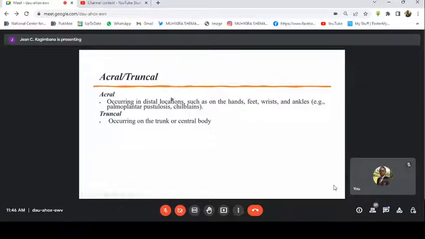Another terminology, you may say acral lesion, acral melanoma, acral eczema. Acral, you have hands and foot. Okay, extremities. Okay? And truncal, when they appear on the trunk. Okay?